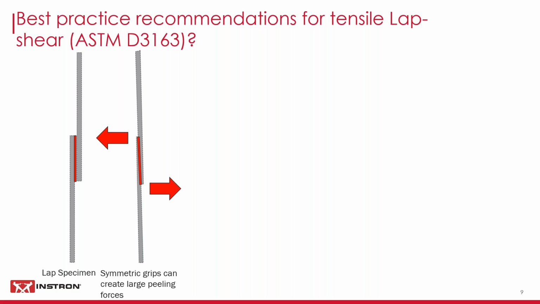Now, those peeling forces can reduce the peak load very significantly. It's much easier to peel something apart than it is to actually pull it apart normally. So you really want to try and avoid those kinds of peeling forces. One solution is to pack out the test piece with packing pieces that are as thick as the substrate, and that will get the joint back onto the center line of the test machine.